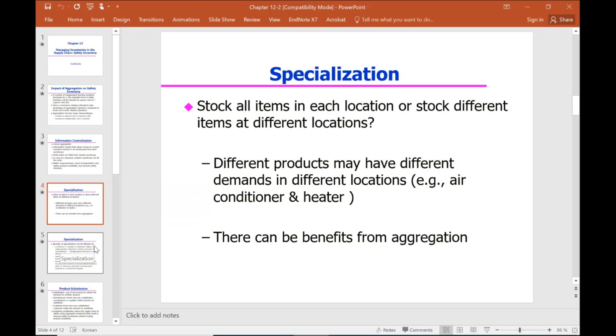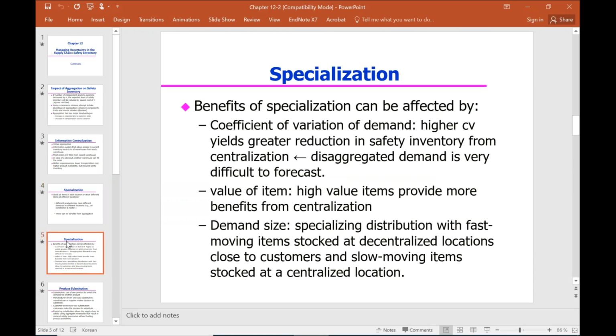Virtual aggregation means you try to aggregate safety stock in terms of the information and location of the warehouses. But this time, specialization is about aggregating the safety stock in terms of product items. On the other hand, the benefit you can get from the specialization can be very different, depending on some things.